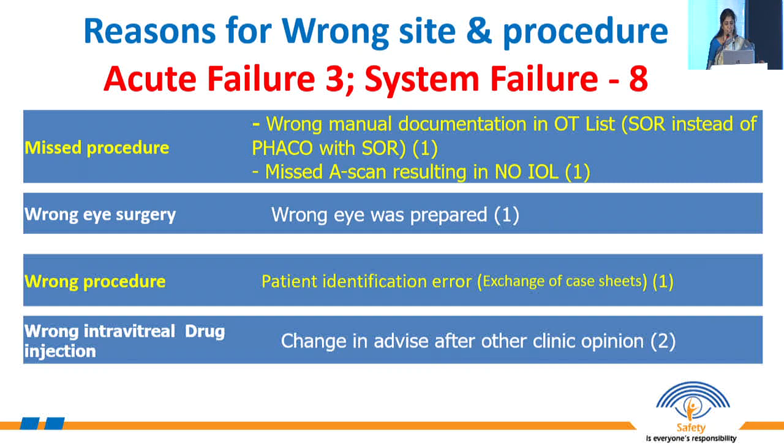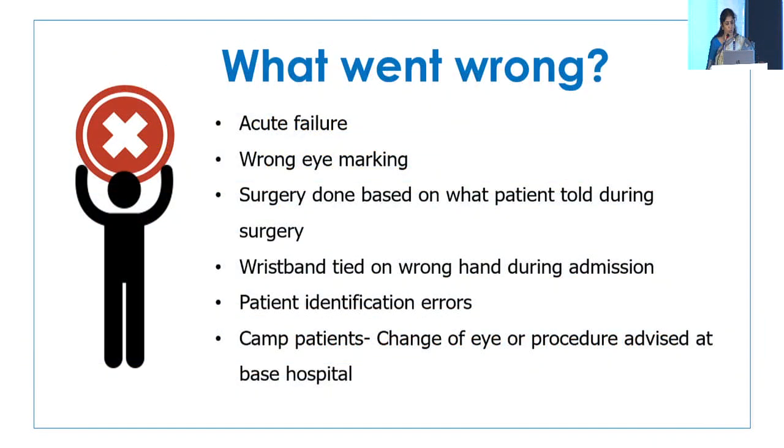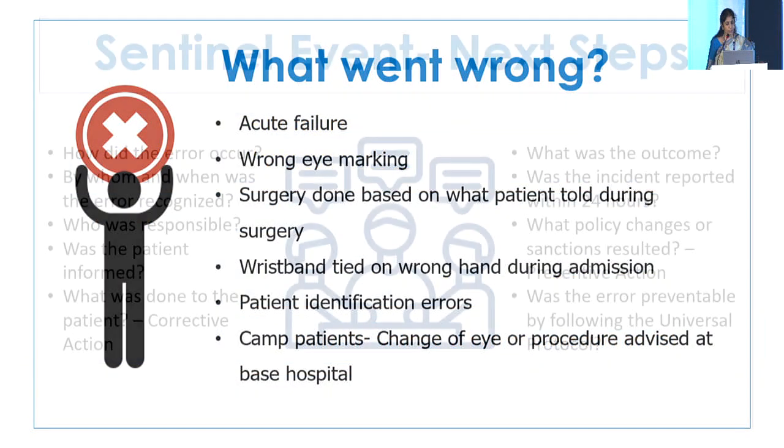There was a change in advice after another clinic opinion, because there could have been a glaucoma or retina opinion, the eye was changed, but the follow-up was not there, so this resulted in an error as well. And a wrong eye surgery because of a change in advice in the base hospital for a camp patient. When they are at the camp site and they come back to the base hospital, again we may change the eye for different reasons, as was just shown, and that could also be a reason. So we just looked at the different reasons for what went wrong.